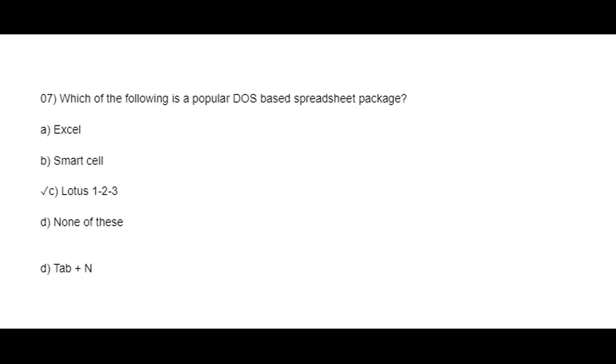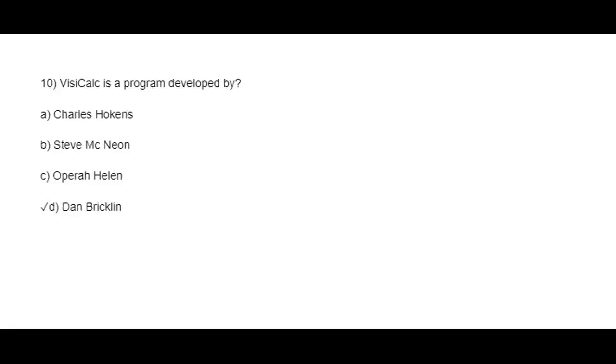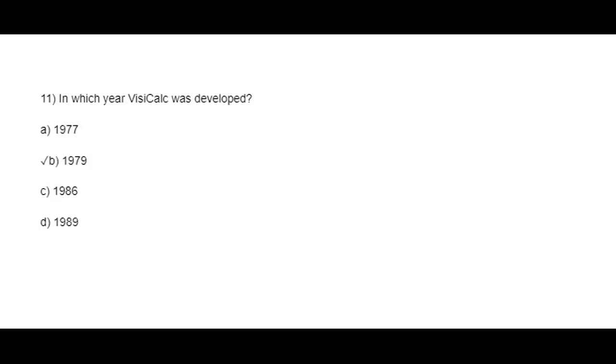14. In Excel, cells are labeled as A. 1, 2, 3, B. I2, 3, C. A, B, C, D. A, 1, B1, C1. 15. In Excel, to create a new workbook, shortcut keys is A. Fn and N, B. Alt and N, C. Control and N, D. Tab and N.